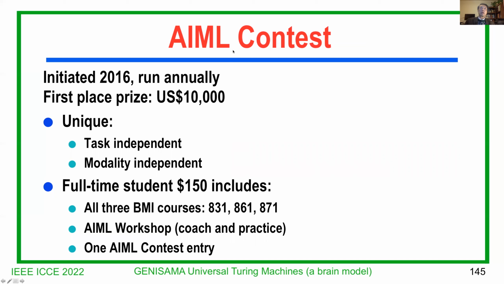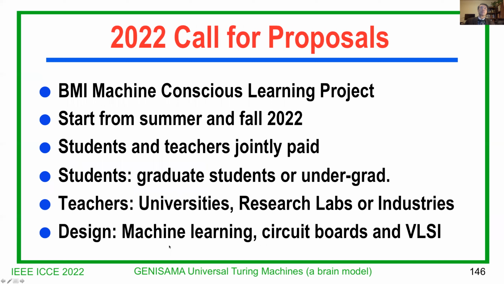And we also run an AIML Contest, an AI machine learning contest. The first prize is $10,000. It's unique in the sense that it is task independent, and you don't know the task. You need to use the supplied engine, or you can use others' engines if they are general purpose. And it's modality independent because the test has 3 modalities: vision, audition, and language. For full-time students, it's only $50, including 3 courses, a workshop for coaching, and 1 contest entry.